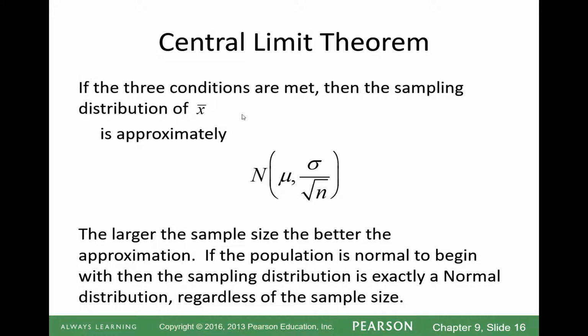If the three conditions are met, then the sampling distribution of the sample mean is approximately normally distributed. There's your mu, and there's your standard deviation, or standard error. The larger the sample size, the better the approximation. If the population is normal to begin with, the sampling distribution is exactly a normal distribution, regardless of the sample size.